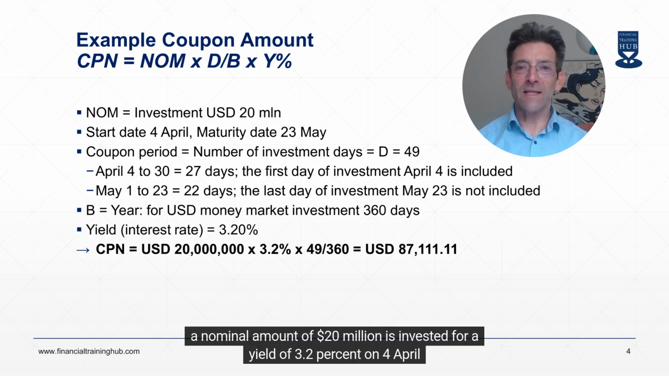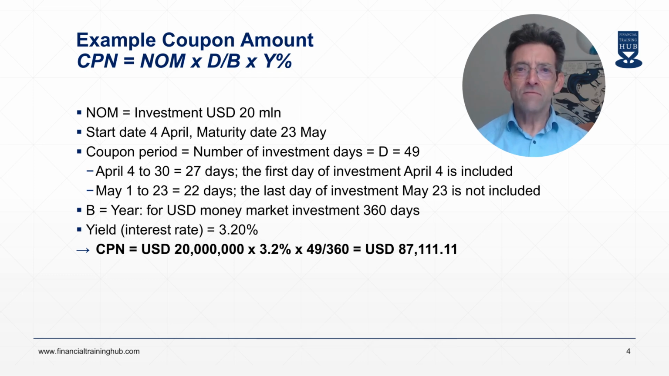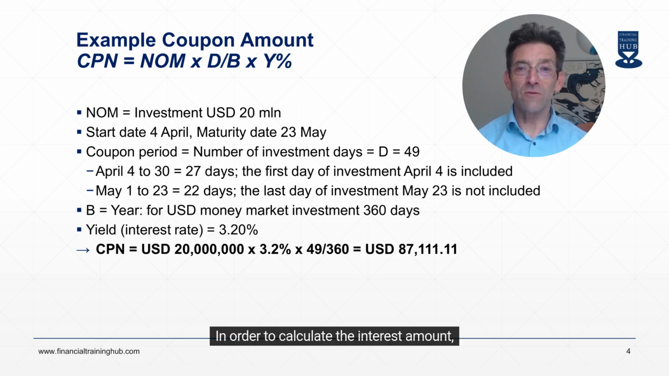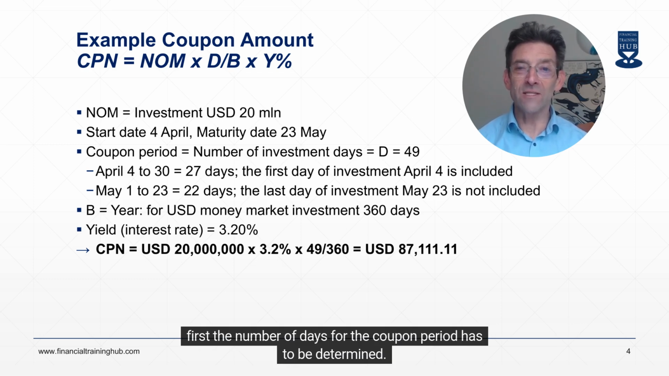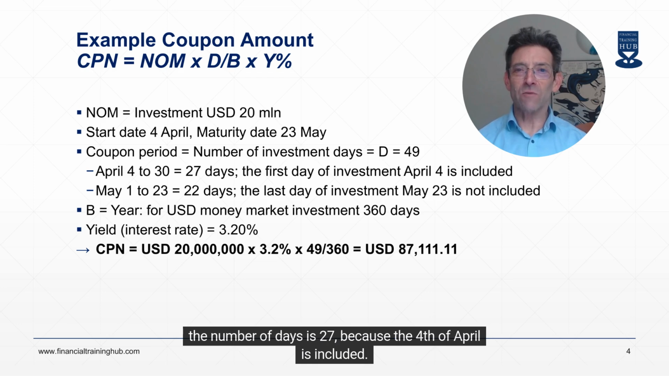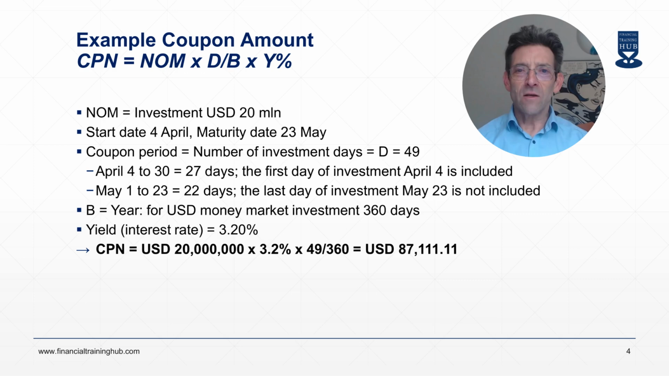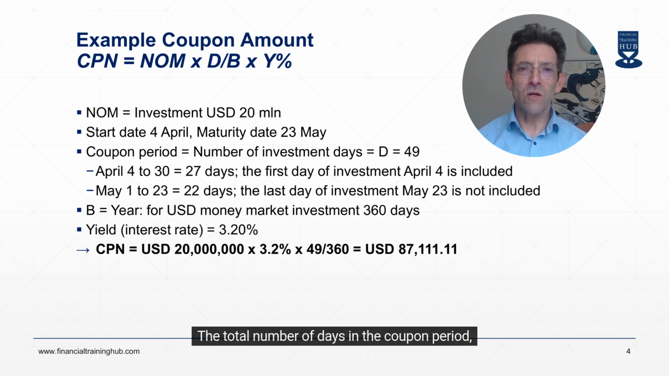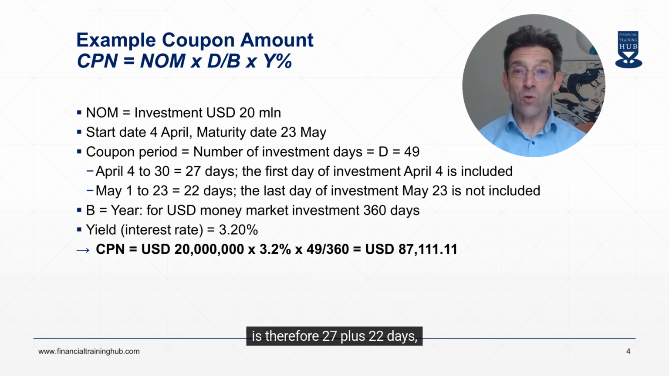In this example, a nominal amount of $20 million is invested for a yield of 3.2% on the 4th of April and matures the 23rd of May in the same year. In order to calculate the interest amount, first the number of days for the coupon period has to be determined. From 4 to the 30th of April, the number of days is 27 because the 4th of April is included. From the 1st to the 23rd of May, the number of days is 22 because the last day, May 23rd, is excluded. The total number of days in the coupon period, shown as D in the formula, is therefore 27 plus 22 days, so in total 49 days.